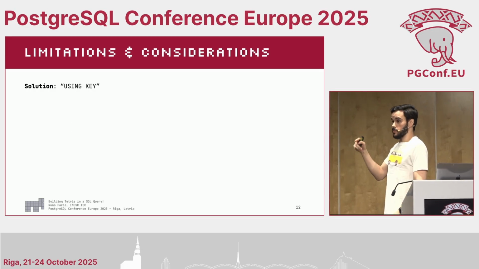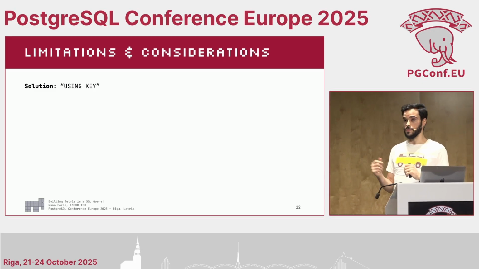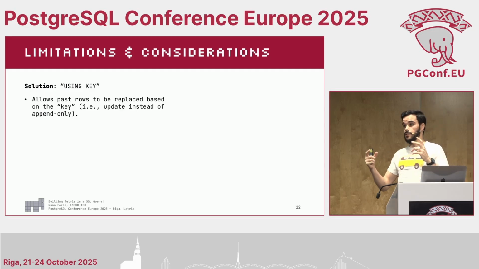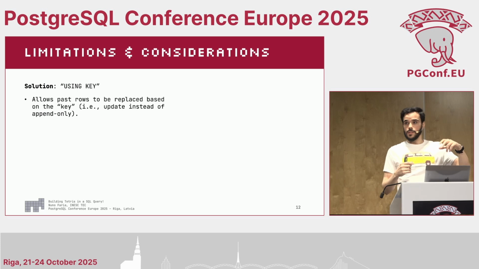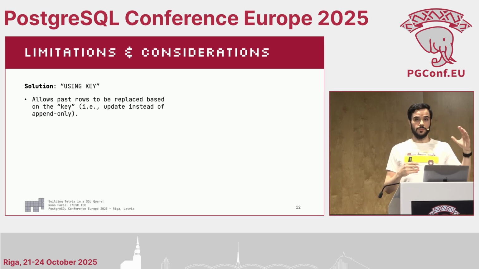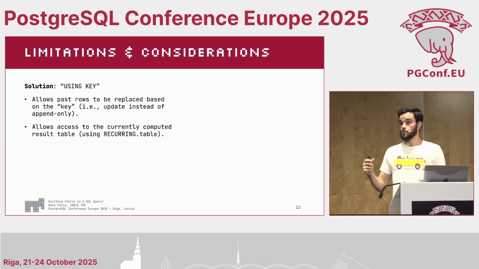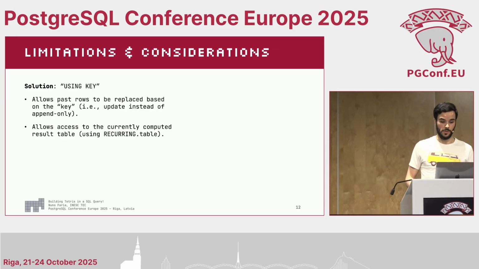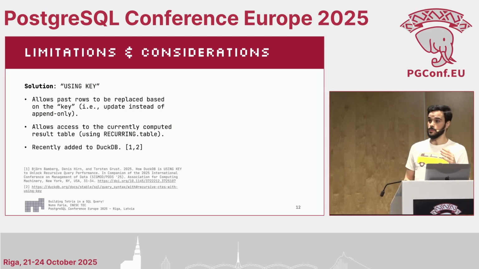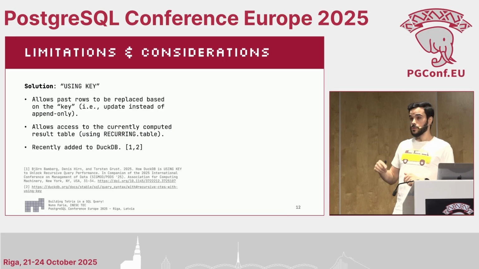Luckily, there's a solution to both this problem and also the memory problem, and it uses the USING KEY feature. This feature allows us to define a key in our recursive CTE, and when we generate new rows with the same key, instead of just appending those rows to the result set, we will actually replace the existing rows in the result set that have the same key. And also, it allows us to access the current result set using the recurring table keyword. This feature was recently presented at SIGMOD, a research conference, this year, and it has also been added to the production build of DuckDB.